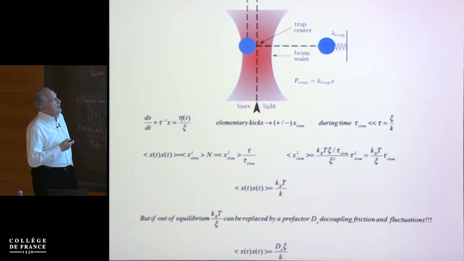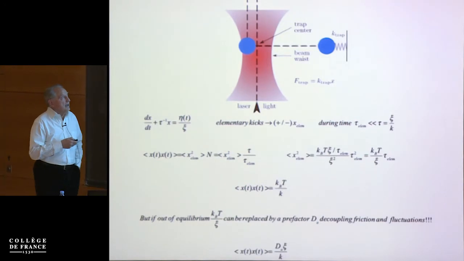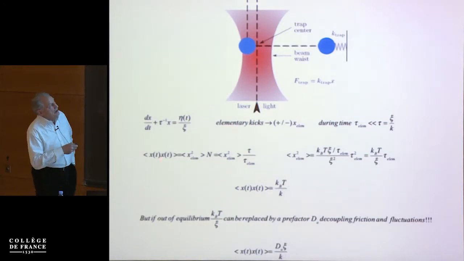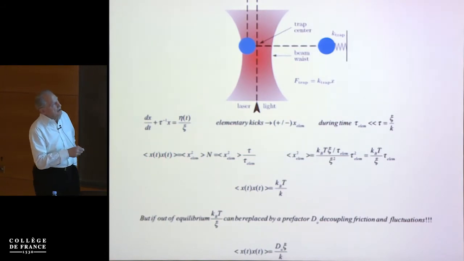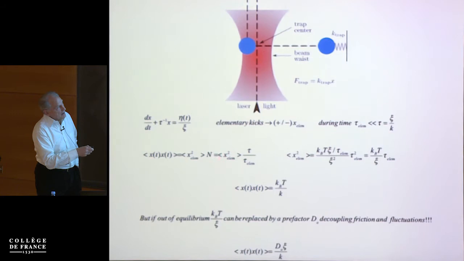Now what I will claim is that the average of the square displacement is nothing but the elementary displacement squared, multiplied by the number of kicks that the system experiences during the response time of the system. So the elementary response to the elementary kick, times the ratio of the response time of the system divided by the kick time of the system.